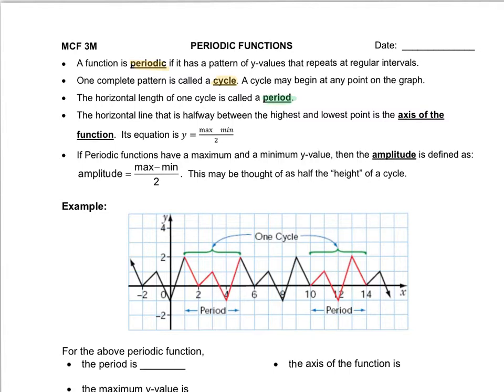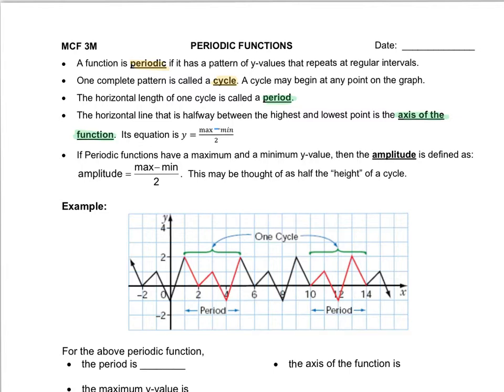The horizontal line that's halfway between your highest and lowest point is called the axis of the curve, or the axis of the function. This one's not really a curve, so I didn't put the word curve there, but usually when we get to our sinusoidal functions, we call it the axis of the curve. Now its equation is y equals the max, and I see that the plus sign did not get translated here. That should be a plus sign in there. The max plus the min, divided by 2.